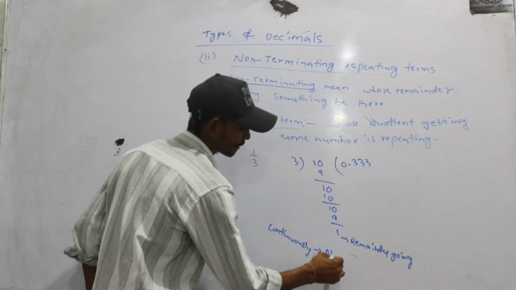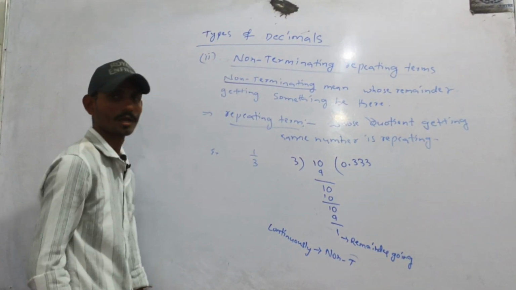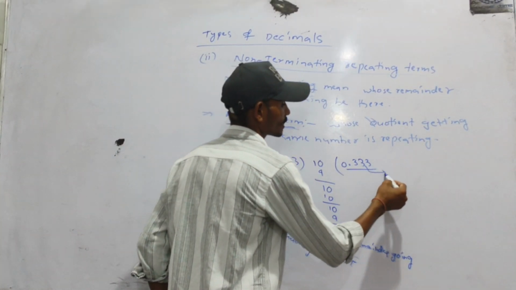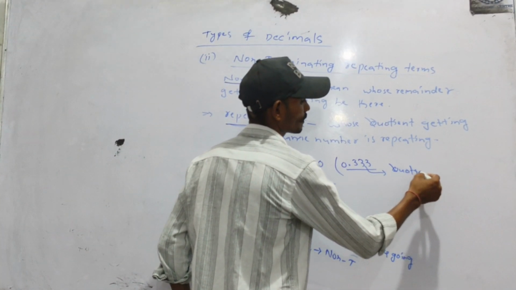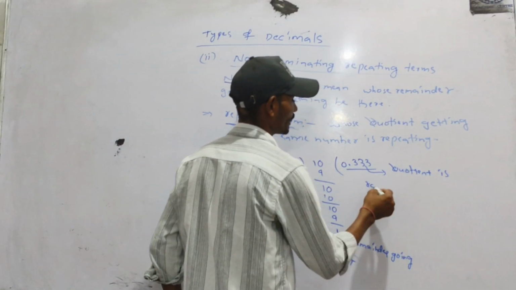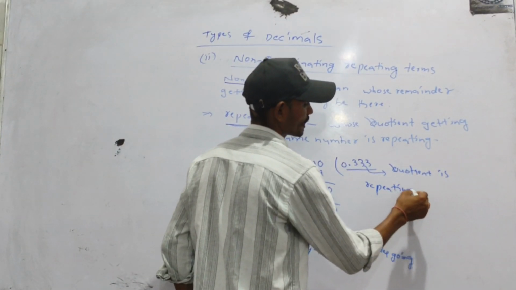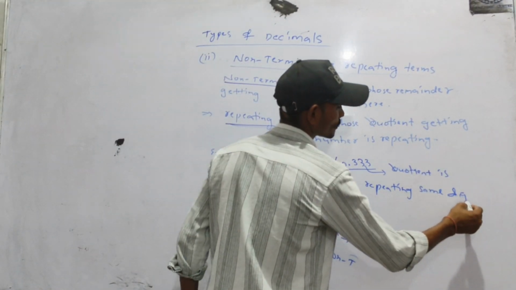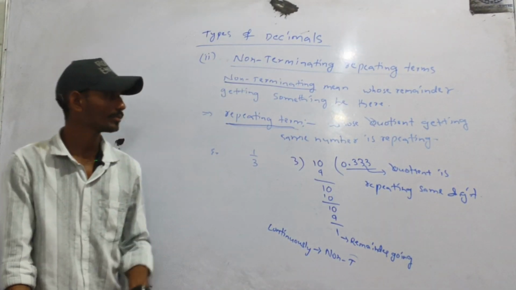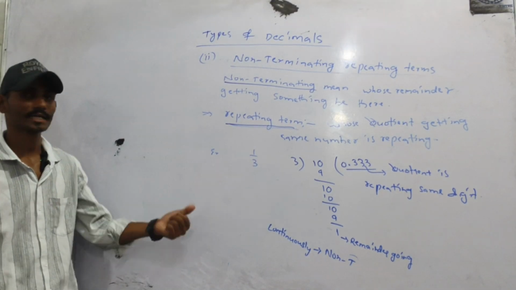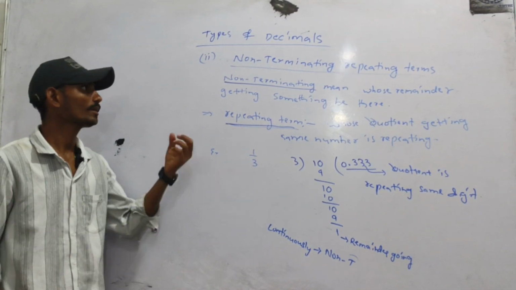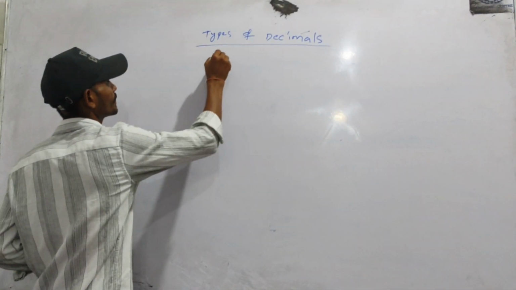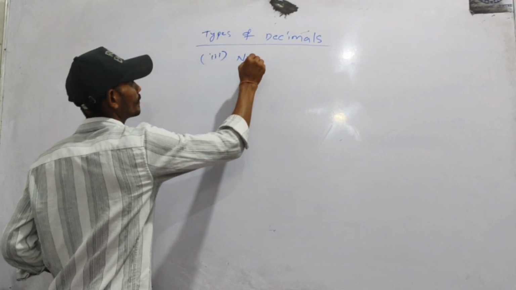That's why I am calling it non terminating, and what is the meaning of repeating terms? The coefficient is repeating the same number or same digits. So I hope all of you understand the difference between terminating and non terminating repeating terms.